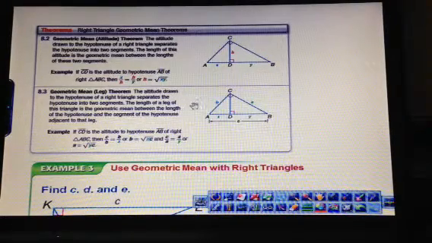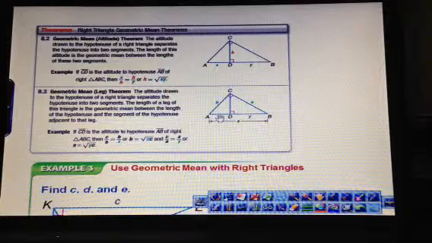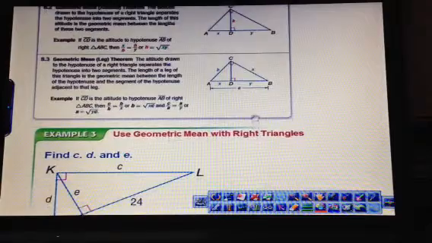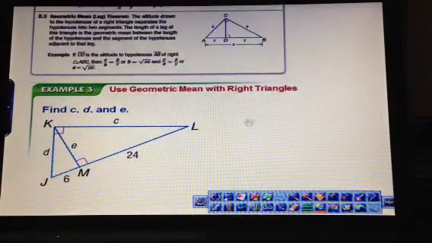And then theorem 8.3 says that the altitude drawn to the hypotenuse of a right triangle separates the hypotenuse into two segments. The length of a leg of this triangle is the geometric mean of the length of the hypotenuse and the segment of the hypotenuse that's adjacent to that leg. So B is the geometric mean of X and C, and then A is the geometric mean of Y and C. So we'll use each of those as we go through this example.